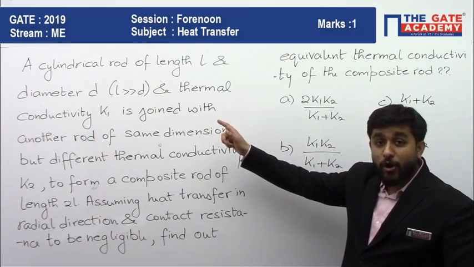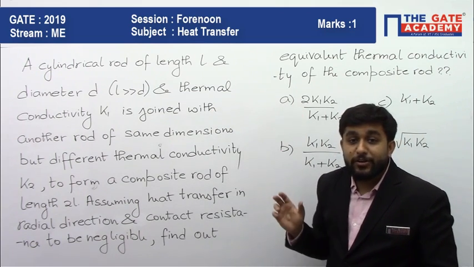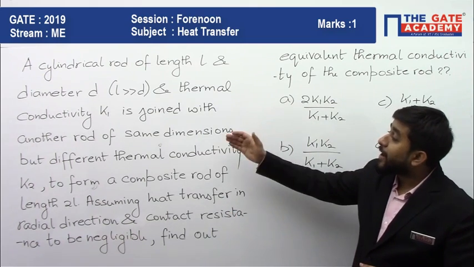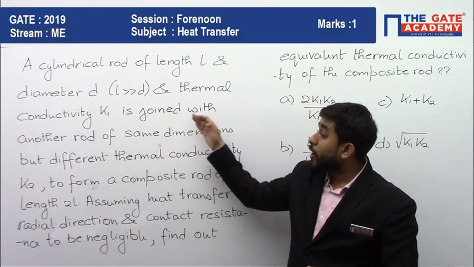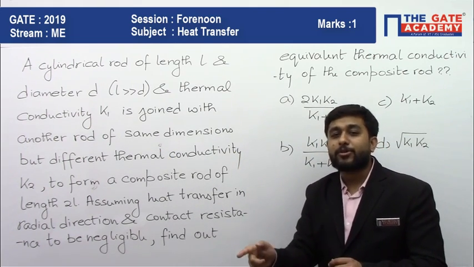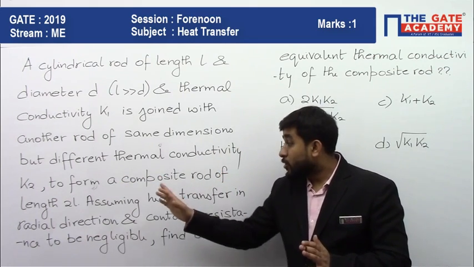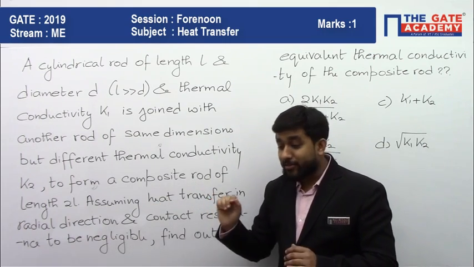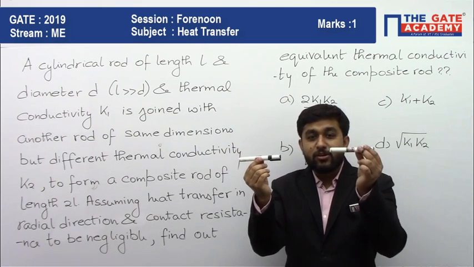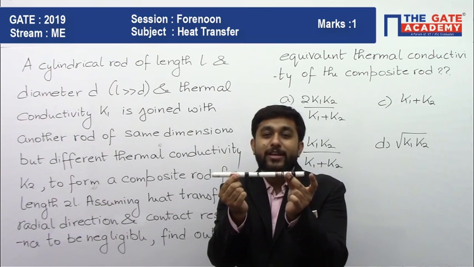A cylindrical rod of length L and diameter D, where L is much greater than D, and thermal conductivity K1 is joined with another rod of same dimension. So basically there is one more rod which has same diameter D, same length L, but thermal conductivity is different, K2, to form a composite rod of length 2L. So basically it's like this. There is a rod of thermal conductivity K1, there is a rod of thermal conductivity K2, and they are joined end to end. Then only the total length will become 2L.